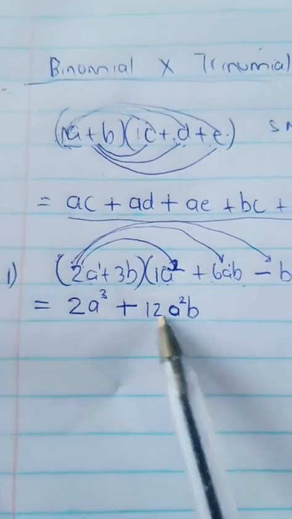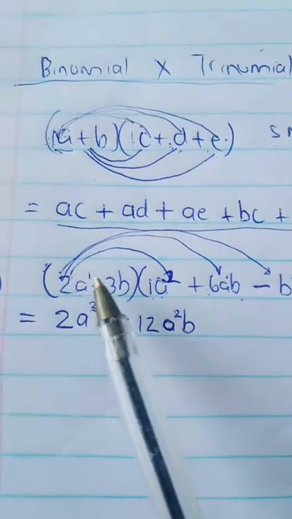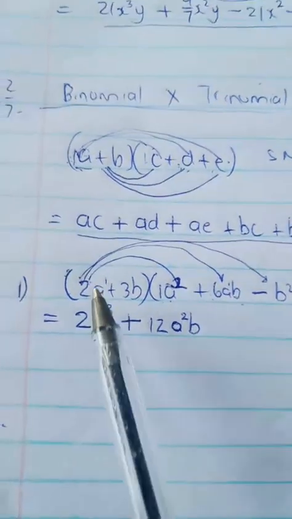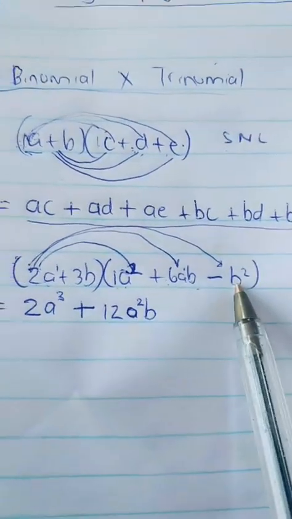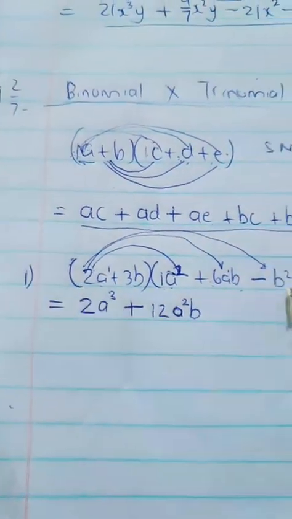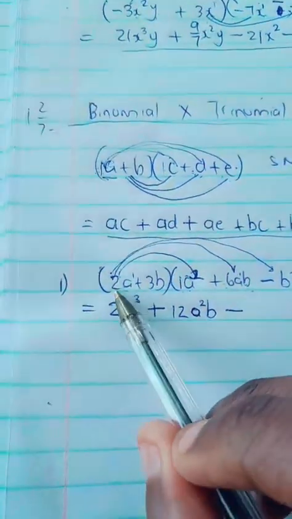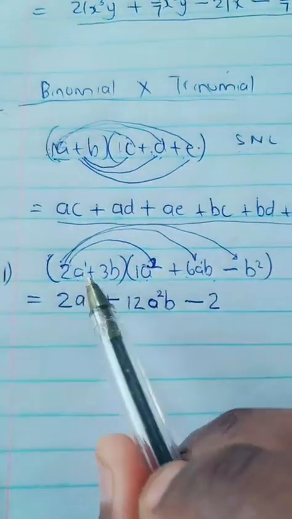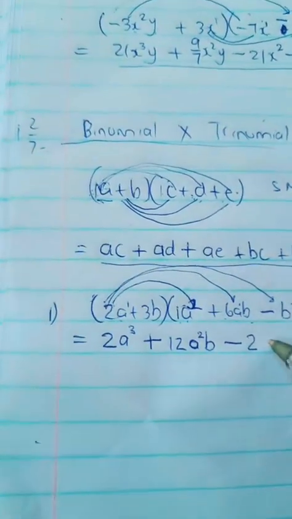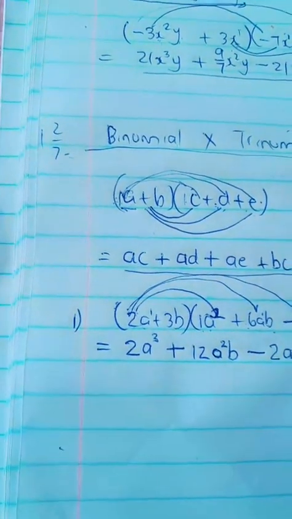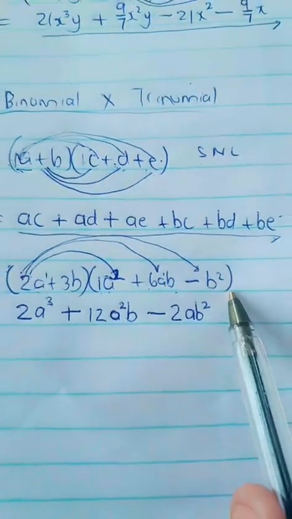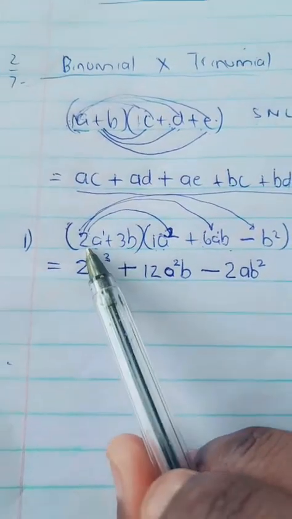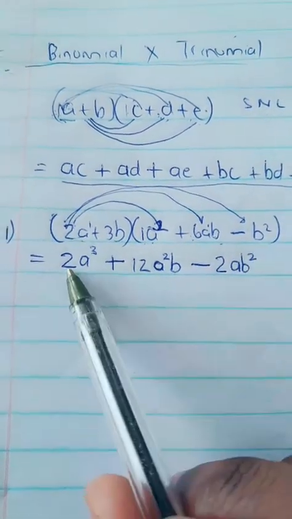So 2a cubed plus 12a squared b is what I have for distributing 2a to a squared and then distributing 2a to 6ab. Now I'm going to distribute 2a to the very last term in the second bracket. So positive times a negative, negative. 2 times the coefficient of b squared, which is 1, is 2. And then a to the power 1 times b squared will be written as ab squared because we combine different bases together.